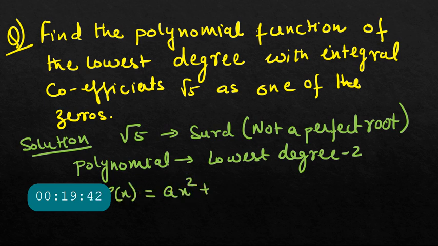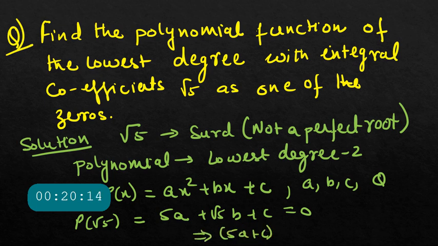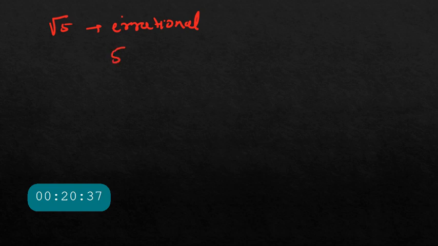ax square plus bx plus c, right? Now if I am taking this and I say that my a, b and c are real numbers or maybe rational numbers, right? So then I will get p of root 5 is equal to 5a plus root 5 b plus c equal to 0, right? So I will now get 5a plus c plus root 5 b is equal to 0, right? Now we know that root 5 is irrational. This we are very much clear on, right? So that means 5a plus c is equal to 0 and b is equal to 0, okay? So c comes out to be equal to minus 5a.